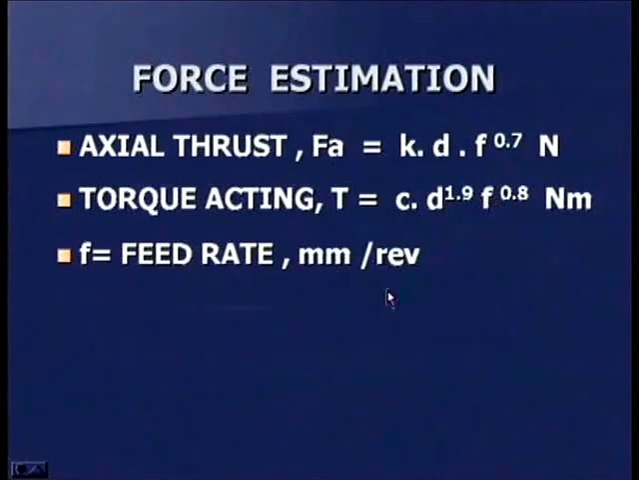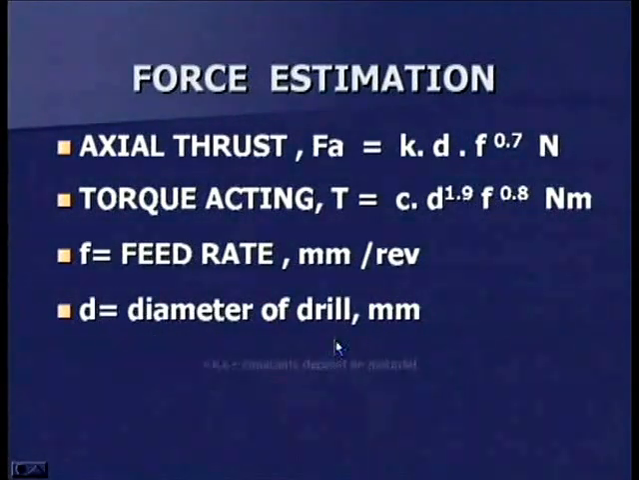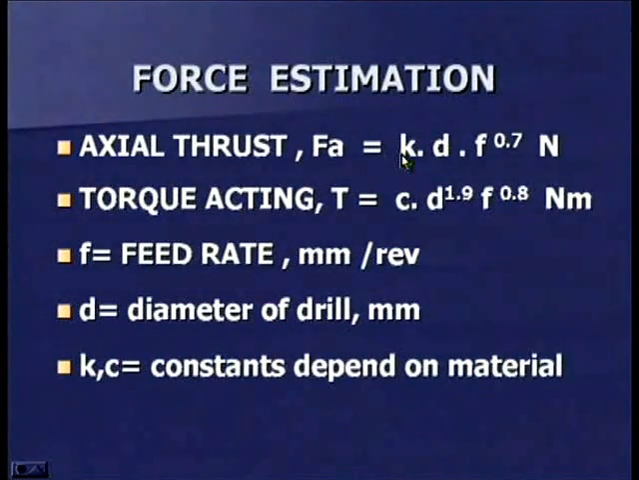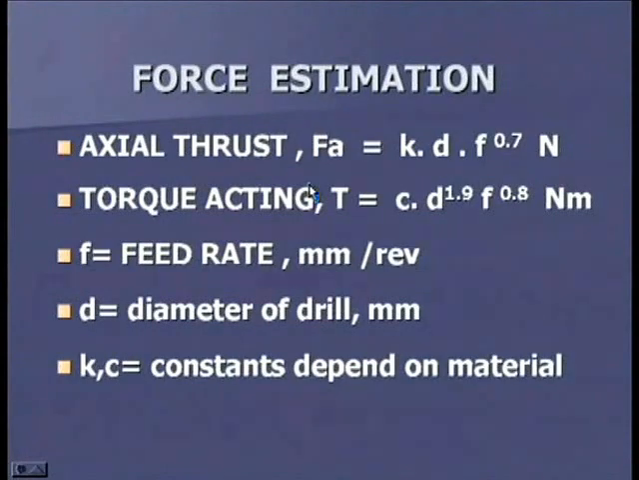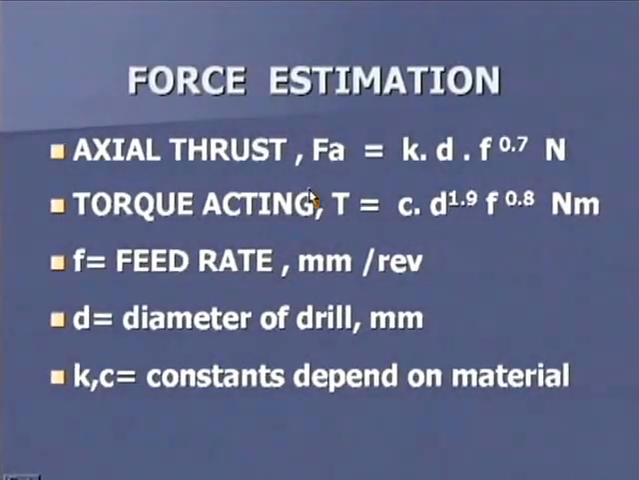Here in this equation F is the feed rate and D is the diameter of the drill bit, and K and C are two other constants that depend upon the material. So by using these two equations, axial thrust as well as torque acting will be estimated, because these two are actually required in order to design a drill bit.